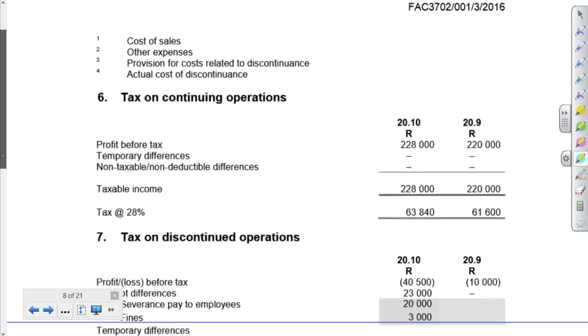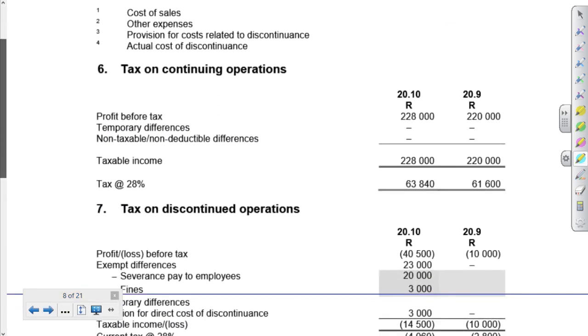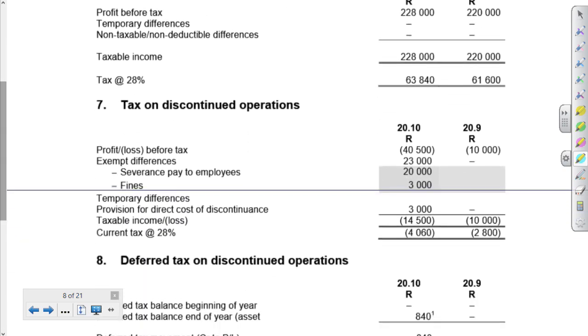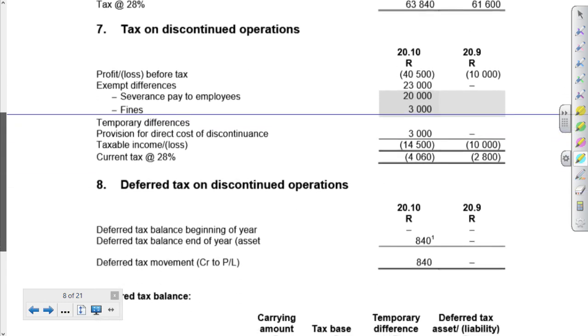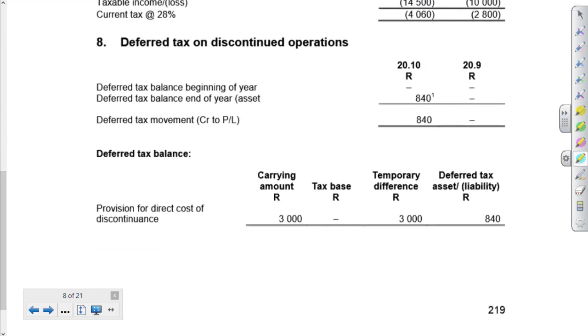Their tax calcs look like this. They first do a tax calc on continuing operations. Then they do a tax calc for discontinued operations. When we do the discontinued operations, there are some permanent differences, the 23. There's also temporary differences on the provision, because that provision will only be allowed as a deduction when I spend the money. Do you agree? And then I have a deferred tax calc, which is on that provision. Here's the deferred tax calc at the bottom, and the movement, and everything is done twice over. 2 deferred tax calcs, 2 deferred tax movements, 2 tax calculations, to add up all the numbers.